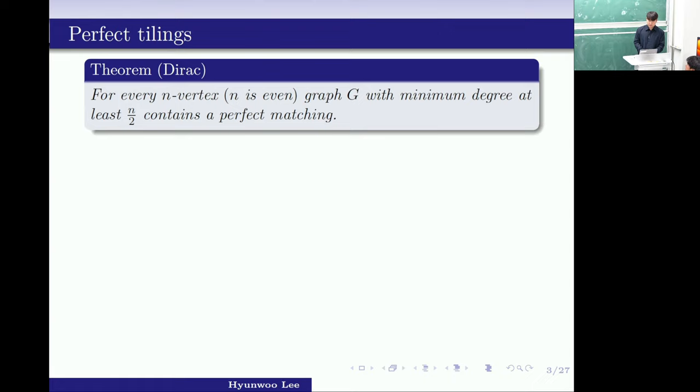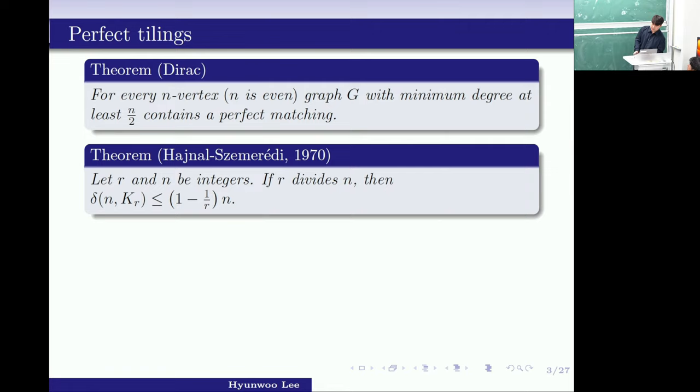A well-known theorem of Dirac states that every graph G on an even number of vertices with minimum degree at least half of its order contains a perfect matching. One of the very famous generalizations of Dirac's theorem is the Hajnal-Szemerédi theorem, which generalizes Dirac's theorem to cliques. If r divides n, then the minimum degree threshold for a perfect K_r tiling is exactly (1 minus 1 over r) times n.